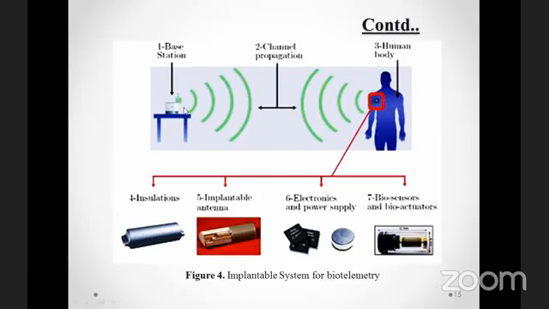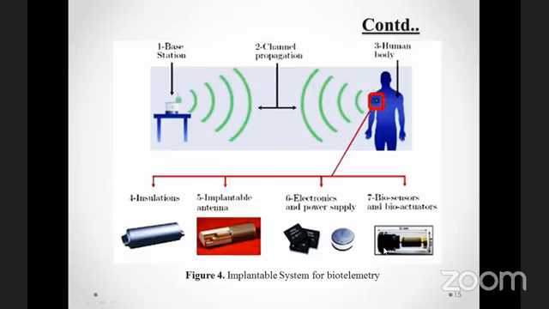Based on the data which is provided by the pacemaker, this controller gives certain commands to the implantable system. In this implantable system, there are certain components, certain blocks: insulation, implantable antenna, and electronics and power supplies which are placed within this box.